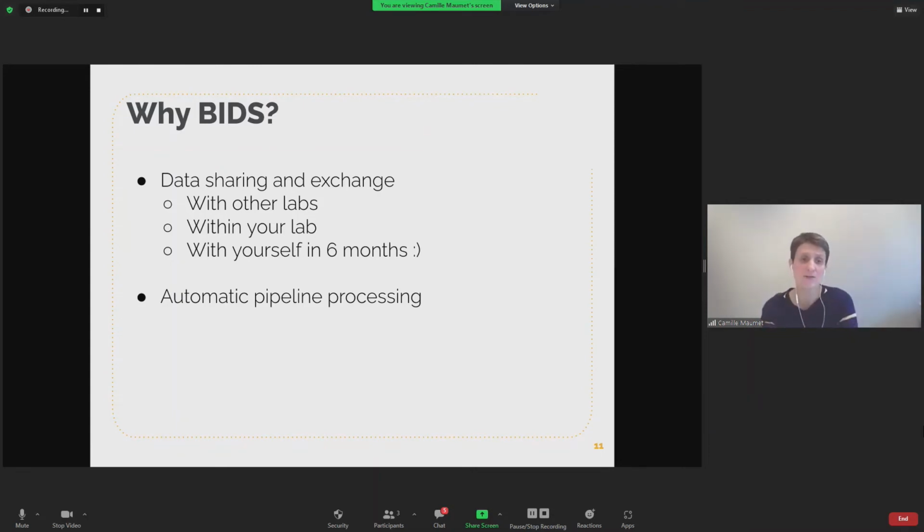Another really big advantage is the possibility to create automatic pipelines on top of the data set. This has been extensively done with the BIDS apps. I think a lot of labs before BIDS had their own version of BIDS that would work, but this brings it to another level, because basically now we can build automatic pipeline processing that can be shared across labs.